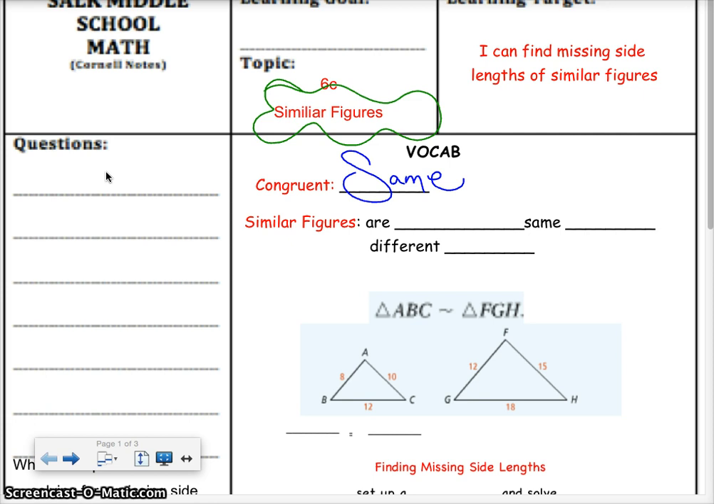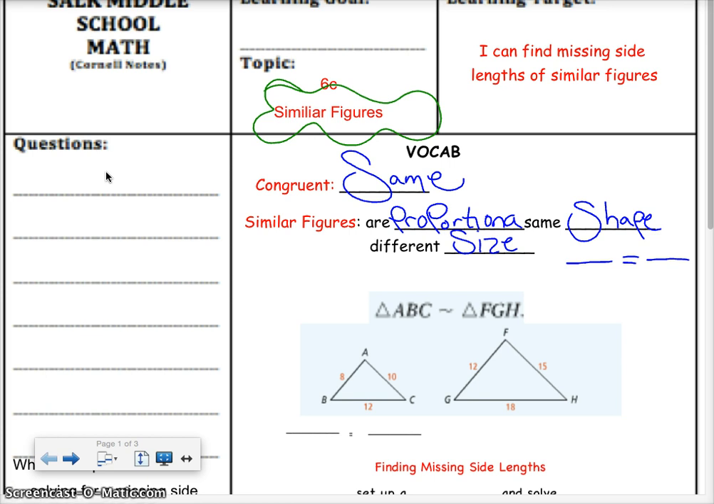Similar figures are not congruent. Similar figures are proportional. They are the same shape, they're just different sizes. So, similar figures are proportional: same shape, different size. What I need you to know and make a connection with is what a proportion is. So if similar figures are proportional, it means you can create a proportion using similar figures.